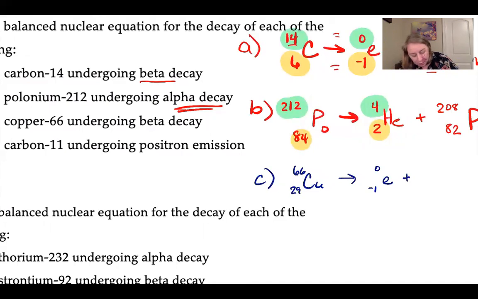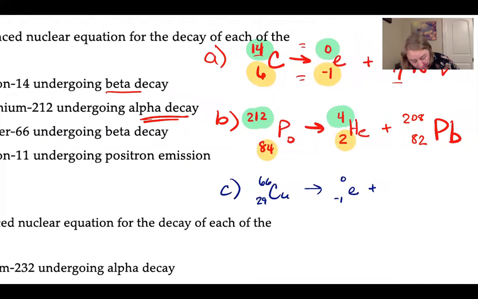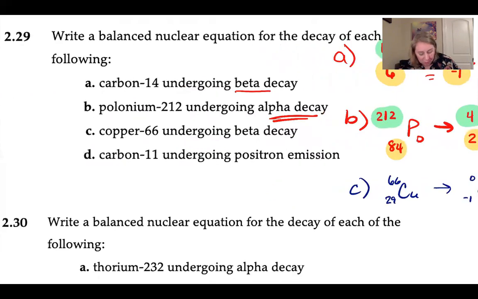Okay, and so what do we have to do to make those sides equal? This one is going to have 30. So if you look on the periodic table, which one has 30? That is zinc, Zn, right? And now we have to make our mass numbers equal. So 66 minus 0, 66, right? Okay, one more, last one.